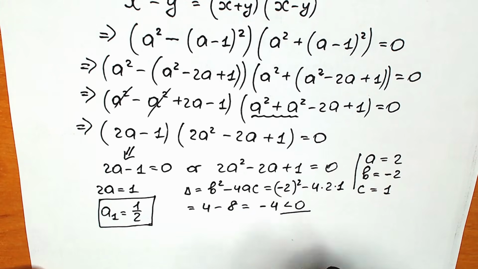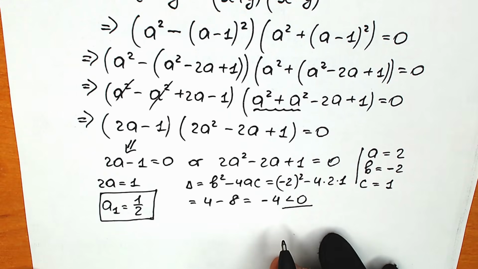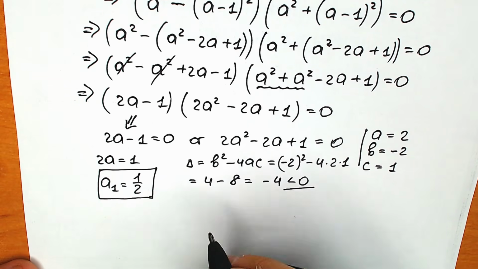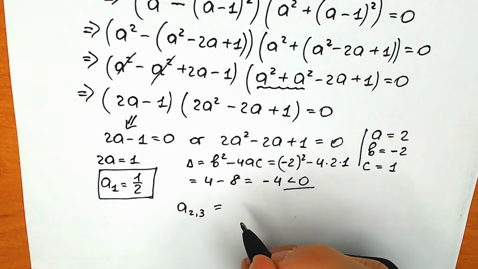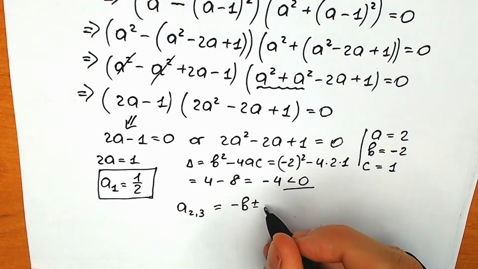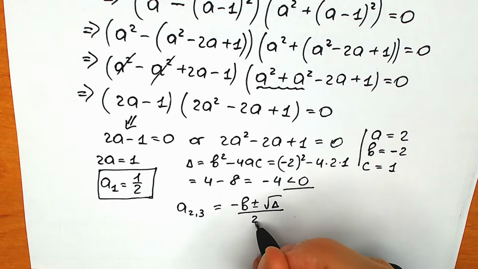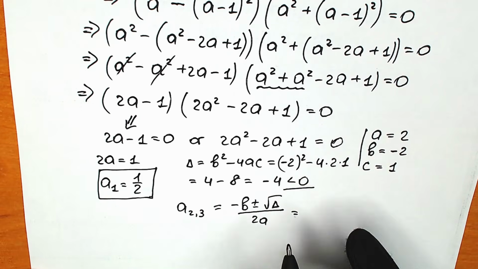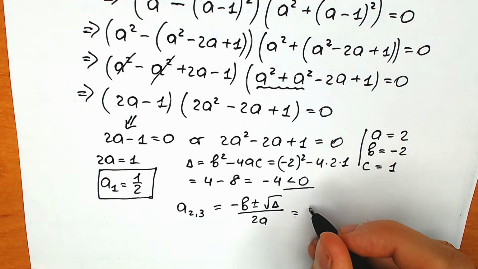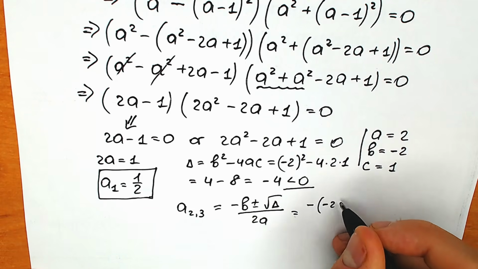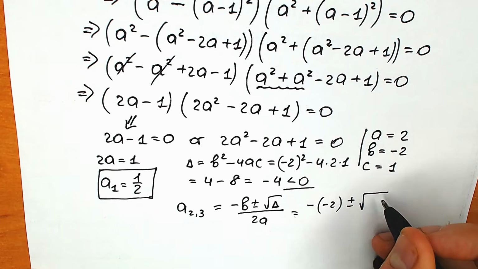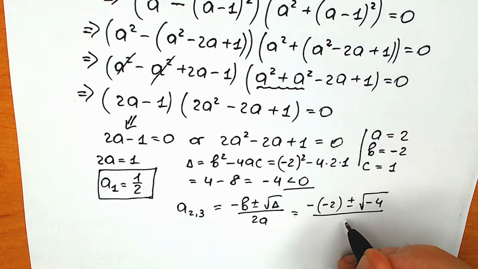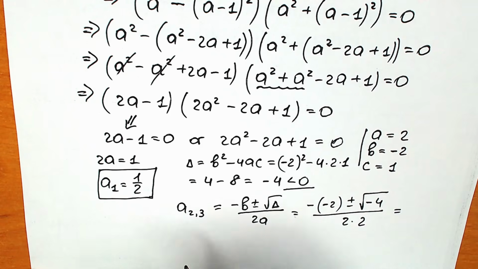So it means that in this case we will have two complex roots. Okay, two complex roots. So let's solve it. In this case, we're gonna have a second and a third, equal to -b plus minus square root of the discriminant, all over 2a. So let's plug in each of these elements. We know everything. So we have -(-2) plus minus square root of -4, and we're gonna divide it by 2 times a, which is 2 times 2. Equal to, let's simplify this real quick.